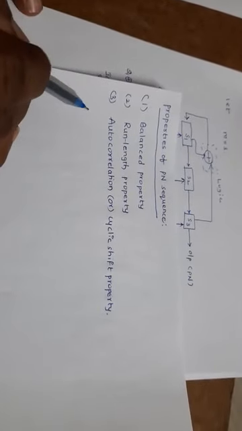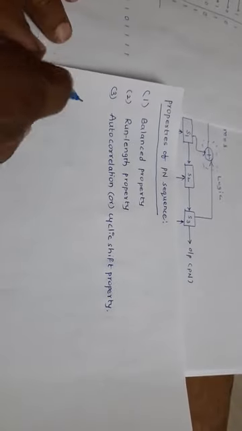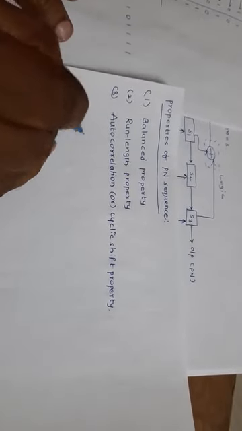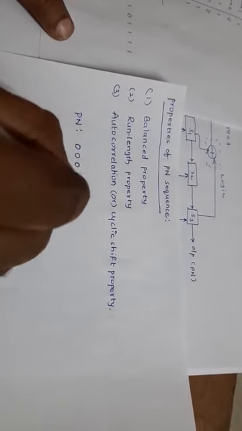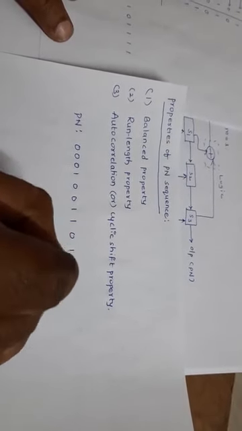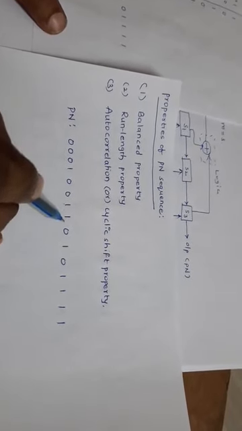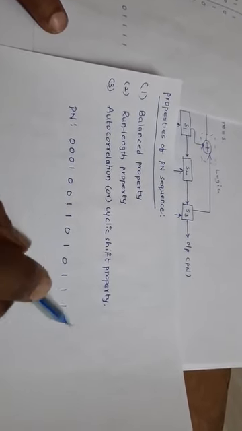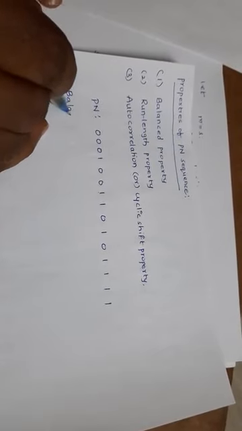So let us consider the previous example of the PN sequence with m equal to 4. The PN sequence is 0 0 1 0 0 1 1 0 1 0 1 1 1 1. Now we'll see what the balanced property is.